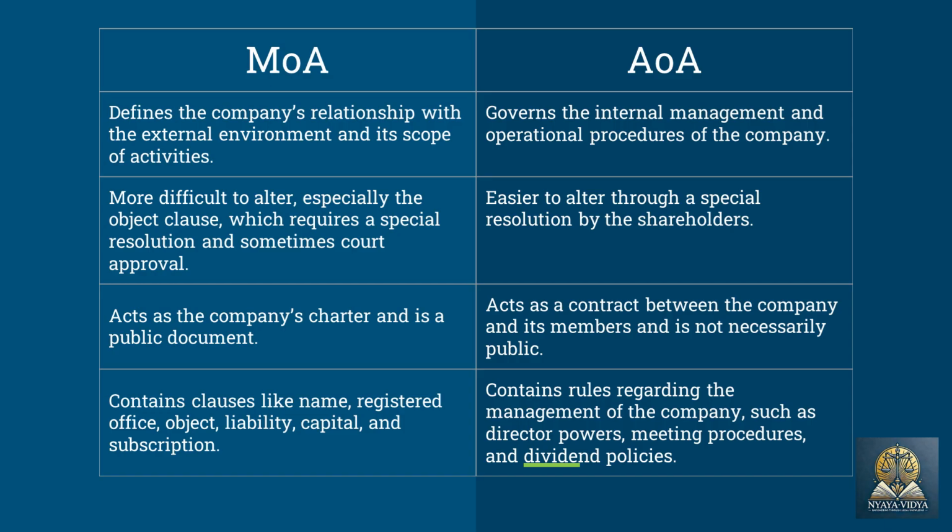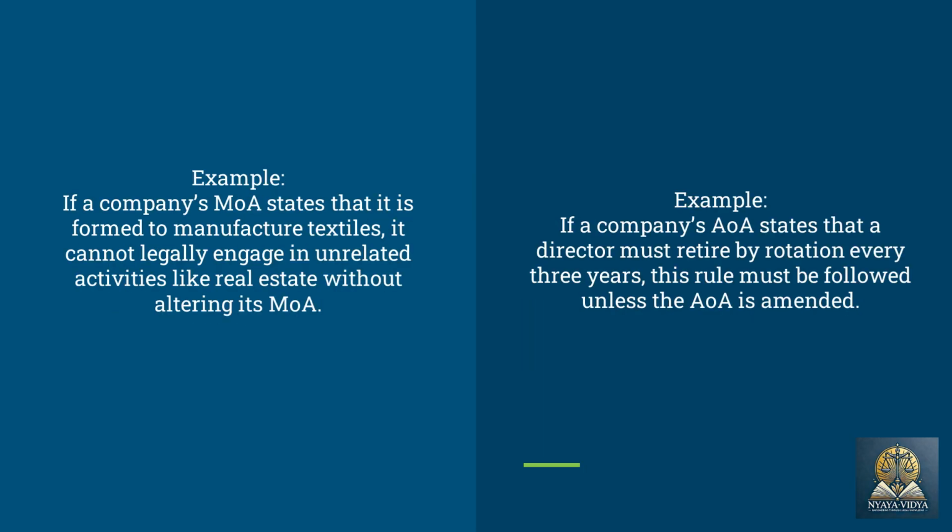And the final difference: MOA contains clauses like name, registered office, object, liability, capital, and subscription. All these things are very important. But articles of association contain the rules regarding company management, director powers, regulations, meeting procedures, and dividend policies.